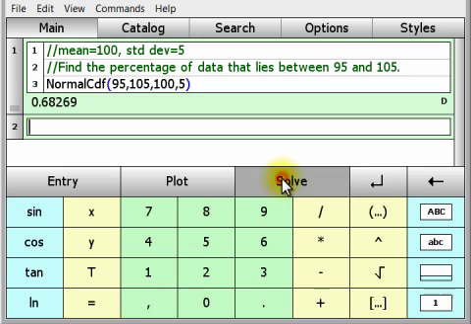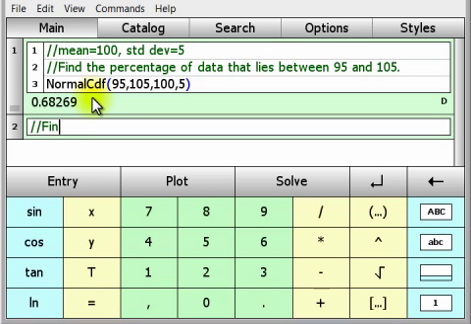We can then hit solve to return an answer. Notice that our answer agrees with what the 68, 95, 99.7 rule says, and that is between 1 below and 1 above in terms of standard deviation, 68% of the data can be found. So it agrees in this case. All right, let's look at another calculation.